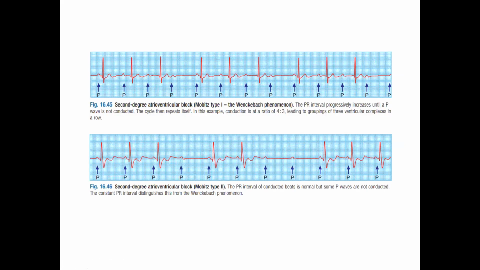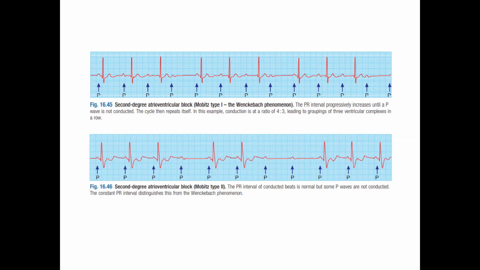So this is second degree heart block. This is very, very important. Second degree atrioventricular block has two types: one is Mobitz type 1 and the other is Mobitz type 2. Mobitz type 1 is also known as Wenckebach phenomenon.